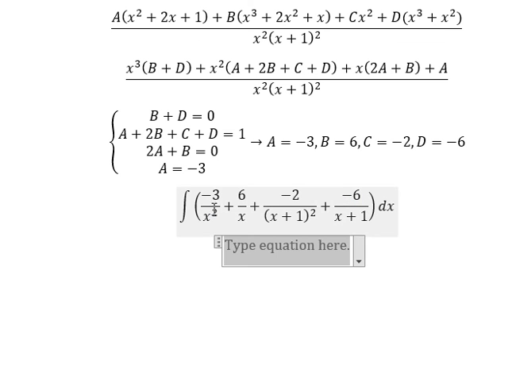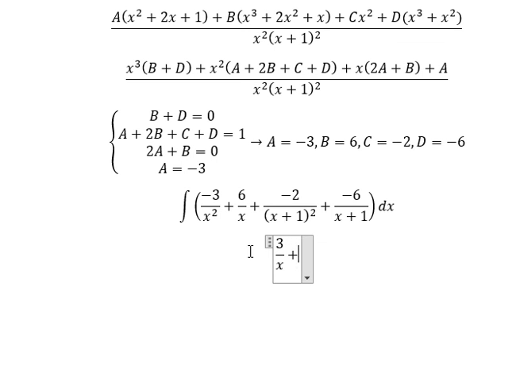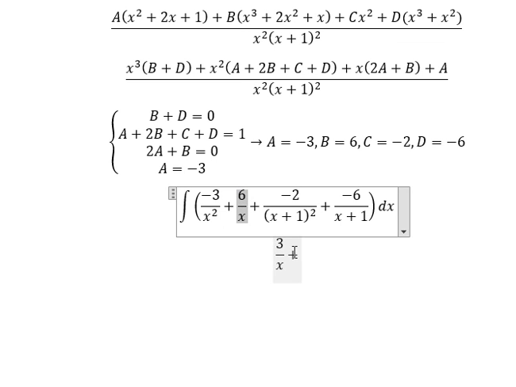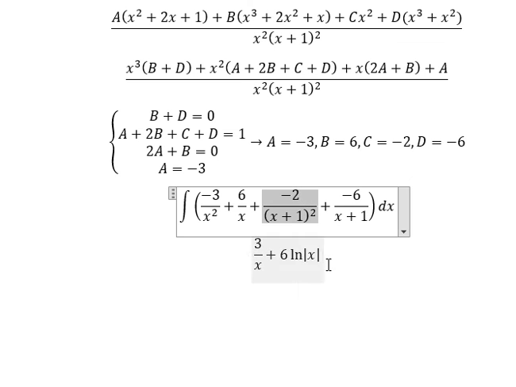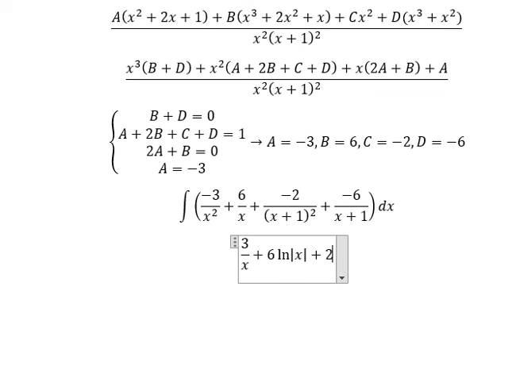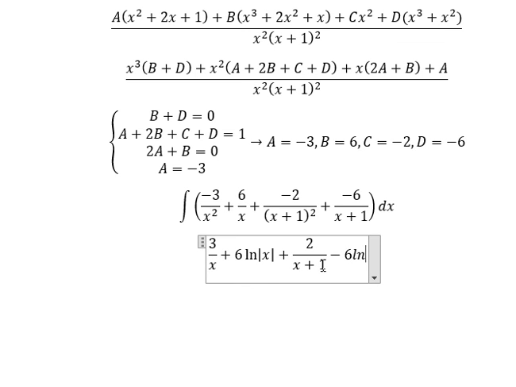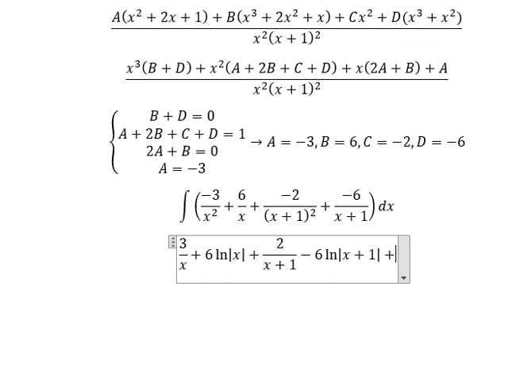The integration of this one, we have 3 over s. The integration of this one, we have 6 ln of the absolute value of s. The integration of this one, we have 2 over s plus 1. And the last one, negative 6 ln of the absolute value of s plus 1. And I will put plus C.